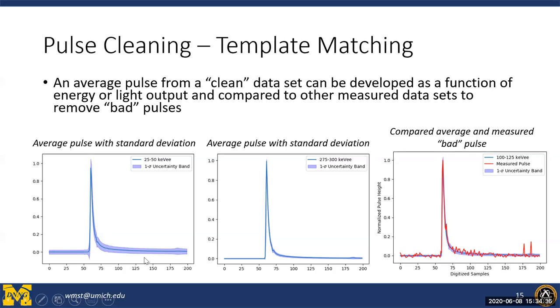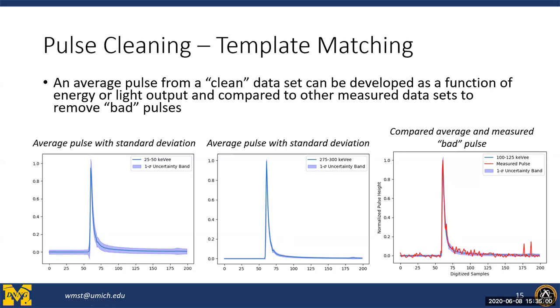And we can see that the reason for making this a function of light output or energy is that the uncertainty for these does significantly vary with light output. Just visually, you can see that between these two distributions. We can also see that there is a little bit of a shape change between the two as well.